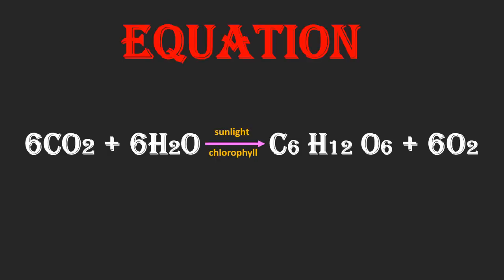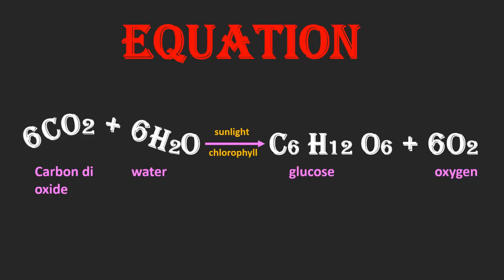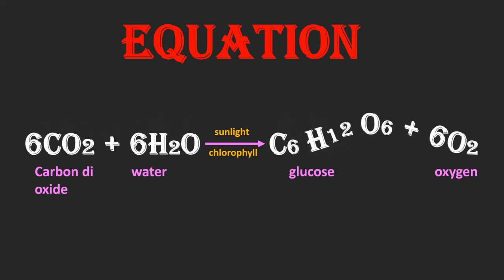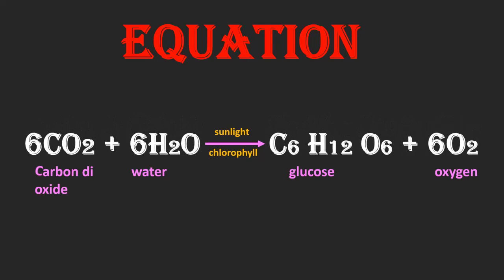Photosynthesis equation. So we write the photosynthesis equation like 6CO2 plus 6H2O gives C6H12O6 plus 6O2. So here CO2 is carbon dioxide, H2O is water, C6H12O6 is glucose, and O2 is oxygen.